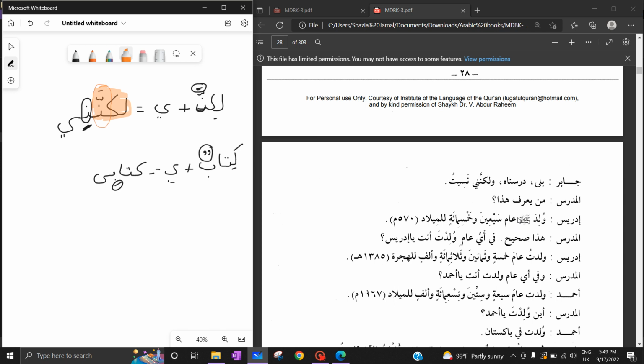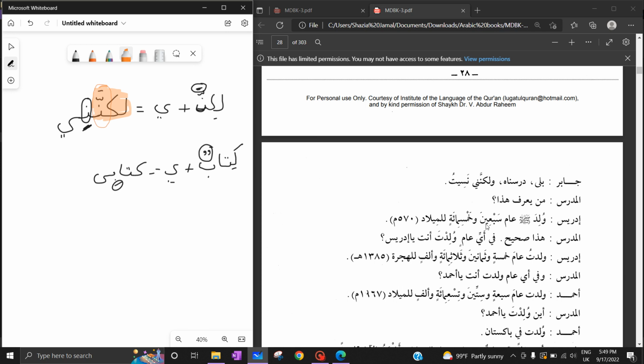Ama is the zarf, and it is in mudaf place, and it is zarf. That's why it is having a fatha. Now, if it is a zarf, what will be this? Sab'ina. Now you are saying sab'ina. This is mudaf ilayhi position. Sab'ina will be in majroor case. That's why it is sab'ina, not sab'una.